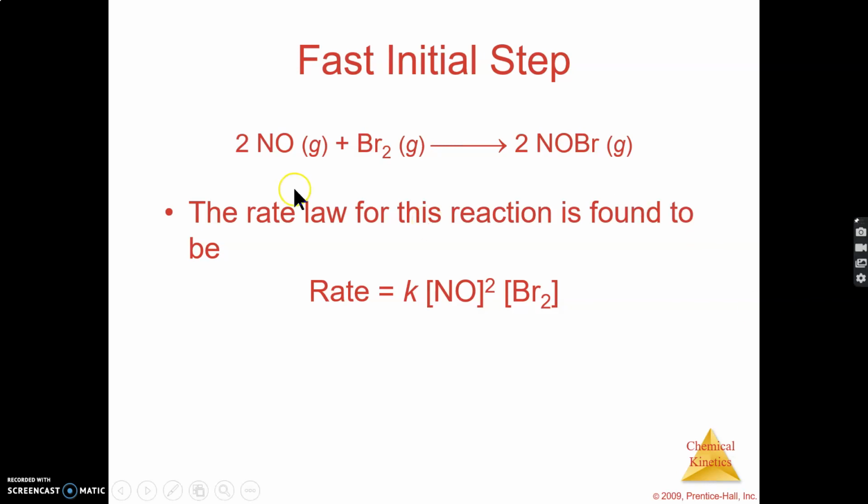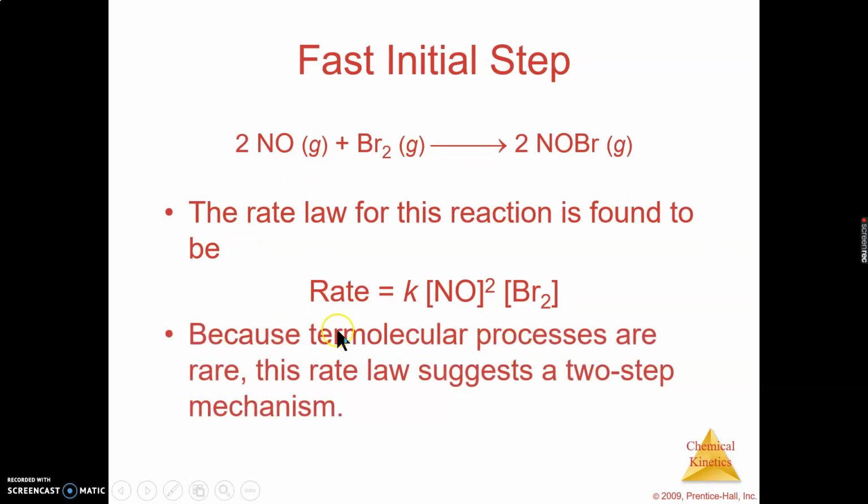So this is a reaction. This is the rate law. Because this is a termolecular process, this rate law suggests a two-step mechanism. So let's talk about that. Termolecular means 3 molecules. We have 2 here and 1 here. Remember back to collision theory. If we want a chemical reaction to occur, we need molecules to collide at the right orientation and with the right amount of energy. What are our chances of 3 things colliding at the same time with the right orientation and the right amount of energy? That's not very likely.